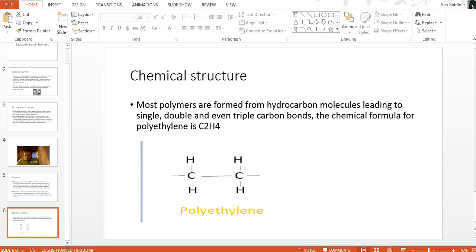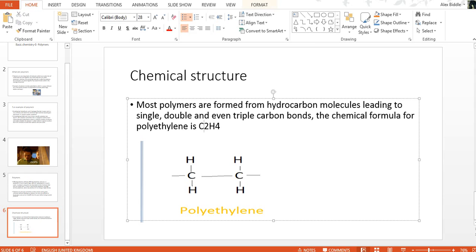And the last thing, chemical structure. Like I said earlier, most polymers are formed from hydrocarbon molecules, which lead to single, double, and even triple carbon bonds. The chemical formula for polyethylene is C2H4, meaning that there's 2 carbon atoms and 4 hydrogen atoms, which make up polyethylene. Obviously, there's a single bond there, single bond there, single bond there. Now, that's just one. The longer ones, like polypropylene, will have more bonds and more atoms inside them. But that's just the basics of polyethylene.